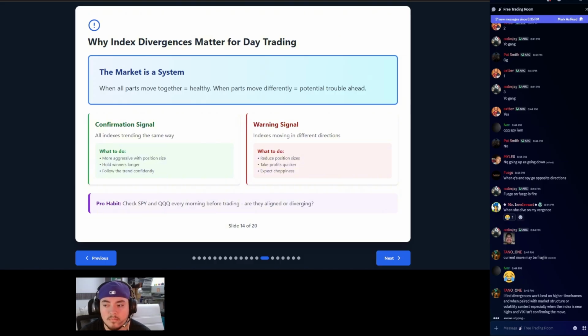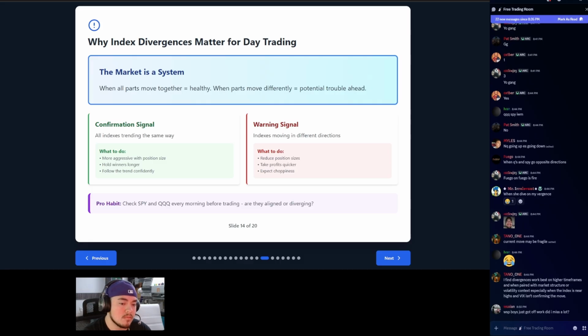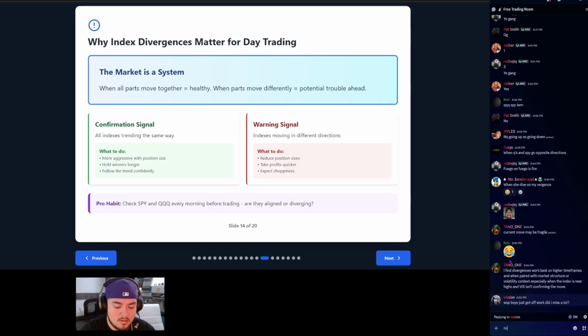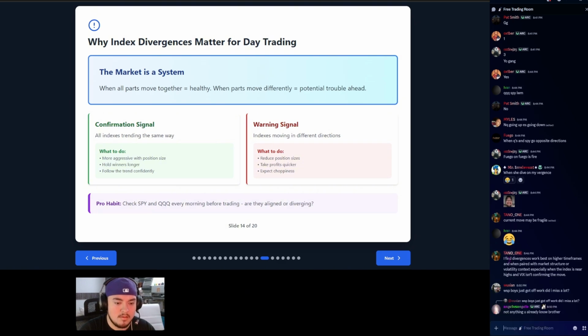The confirmation signal is all indexes trending the same way. When you see all the indexes trending the same way, that's when you get aggressive. That's when you up the size, and that's when you really lock in, right? You hold your winners longer. If your play starts to work out immediately, you want to hold as much of your contracts as you can for as long as you can. And frankly, that's what the ATR clouds do, right? They help you hold these trades a lot longer, following the trend super confidently with ease.